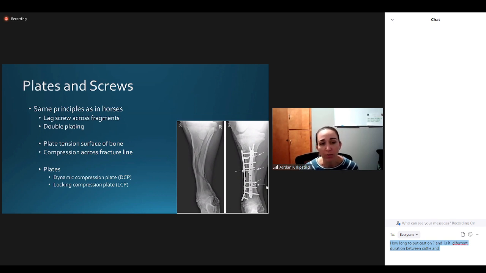You always put the plate on what's called the tension surface of the bone, and that's how you get compression across the fracture line. And the main two types of plates, which again, I'll talk about a little bit more in the equine lecture, that we can use are dynamic compression plates or locking compression plates.